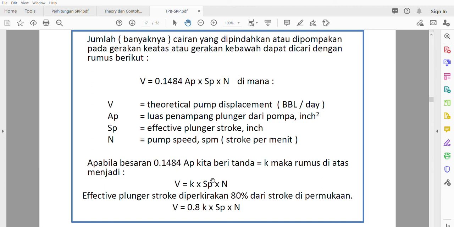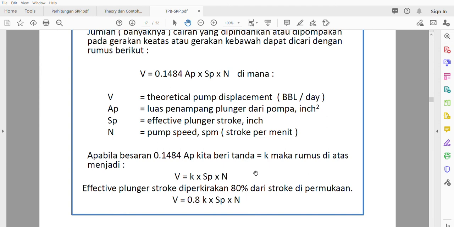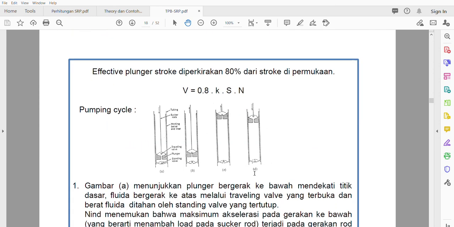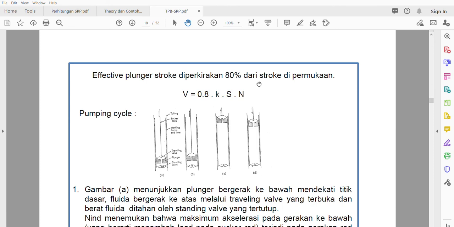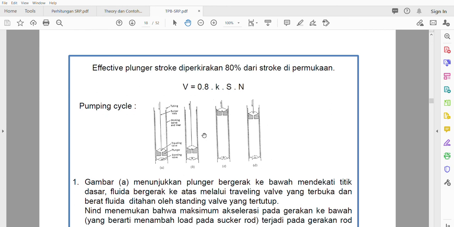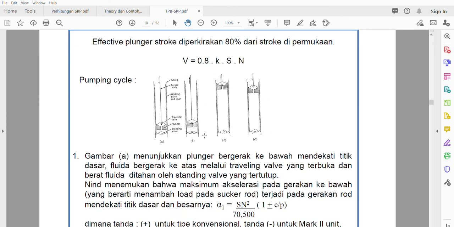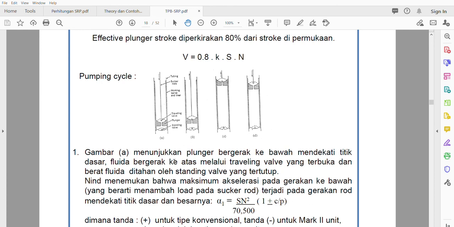If you put a K for 0.1484 times Ap, it becomes this equation. And since not every stroke is 100% lifted to the surface, we have an 80% effective plunger stroke. So with 80%, the equation becomes this equation here. This is again the pump cycle I mentioned to you.